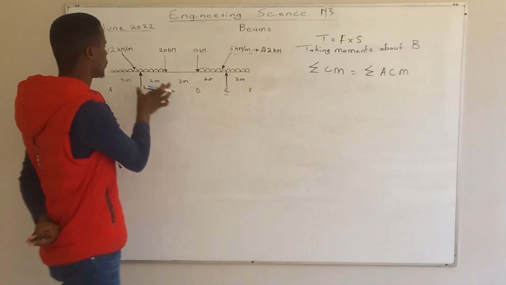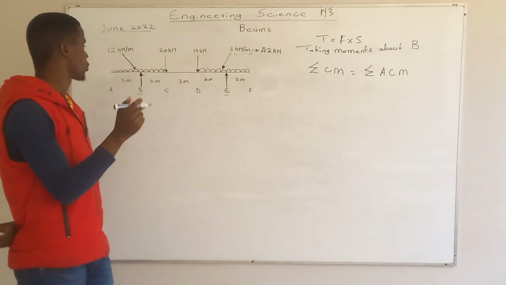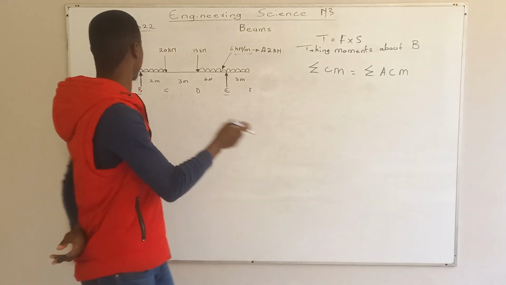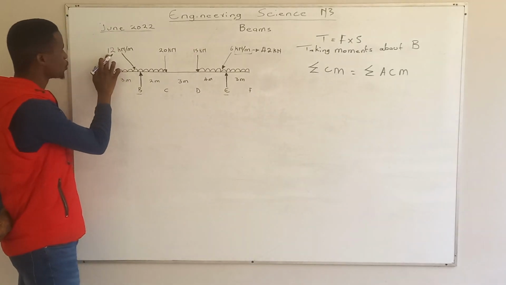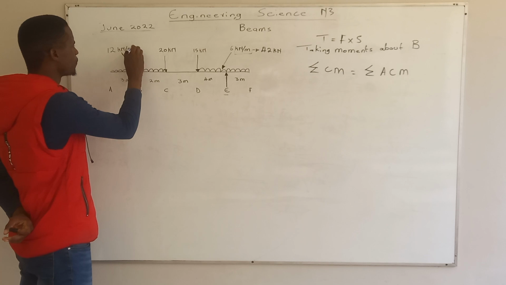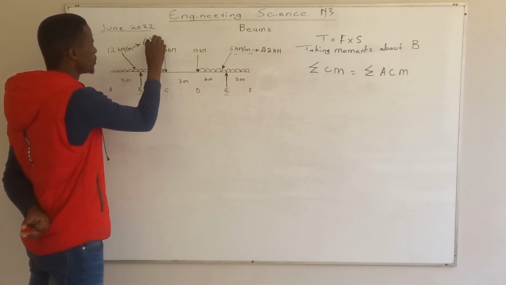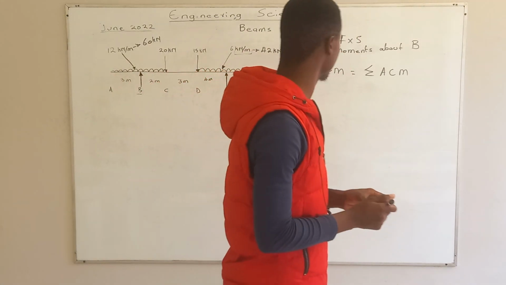And then after that, we also need to convert this one also into kilonewtons. To convert it, we're going to multiply it by the distance. The distance is what? 3 plus 2. 3 plus 2 is 5. So we're going to say 12 multiplied by 5. 12 multiplied by 5 is the same as 60 kilonewtons. Now we're going to start.